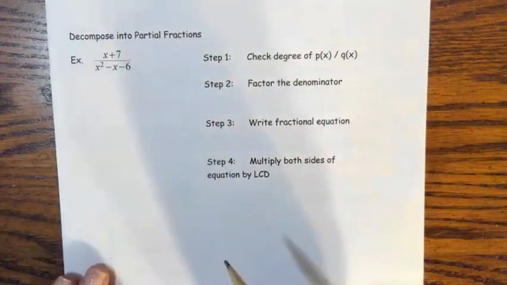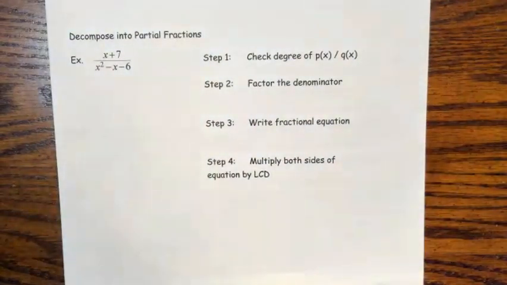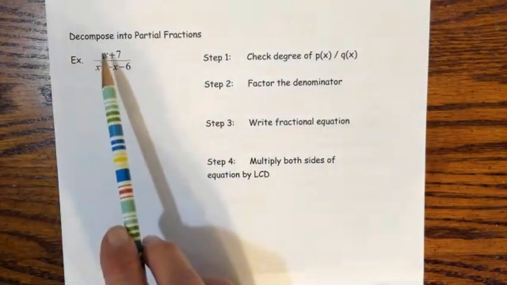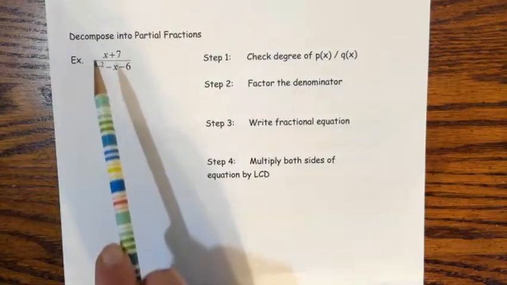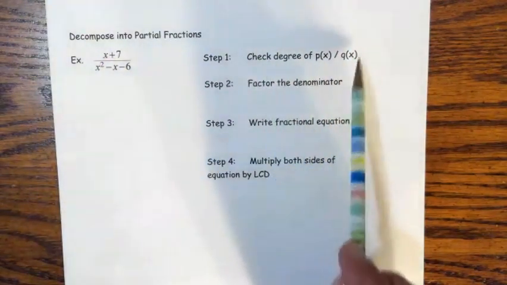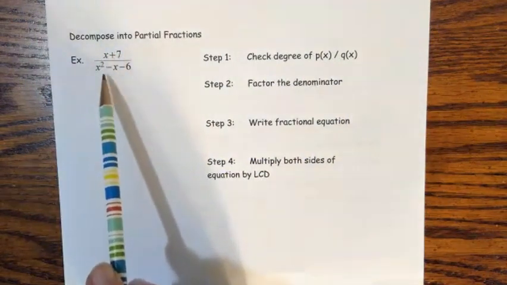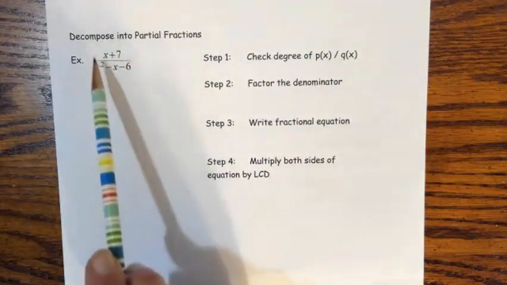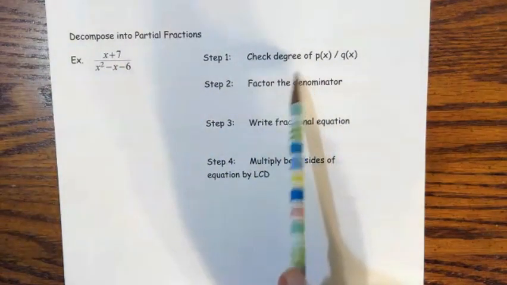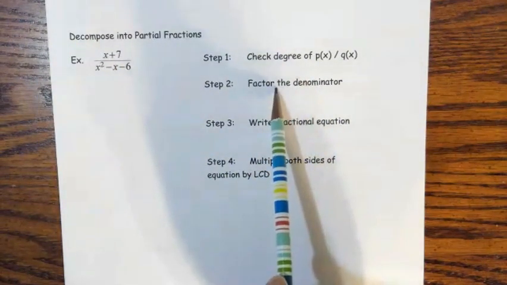So the first thing you need to look at is, is your fraction an improper fraction? So that means, is my denominator smaller than my numerator? So you're looking at the degree. So you're checking for the degree. If your numerator has a higher degree than your denominator, you're going to want to divide. That's not the case here. So the next thing you're going to do is you're going to factor your denominator.